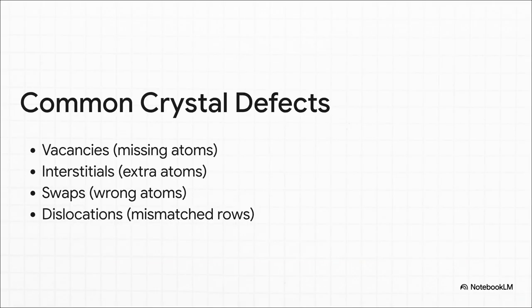It's actually these defects, a missing atom here, an extra one squeezed in there, or an entire mismatched row called a dislocation, that give materials their most amazing properties. It is literally what allows a piece of metal to bend instead of just shattering. Without these imperfections, solid materials would be incredibly brittle and a whole lot less useful to us.